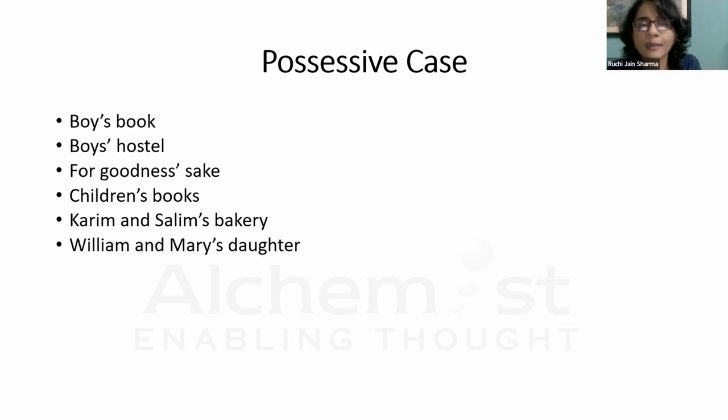Then William and Mary's daughter. So I will not say William's and Mary's daughter. I'll just say William and Mary's daughter या Mary and William's daughter. So बाद में जिसका नाम है उसमें सिर्फ apostrophe s लगा दीजिए, ठीक है?